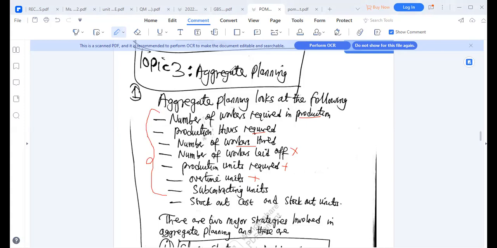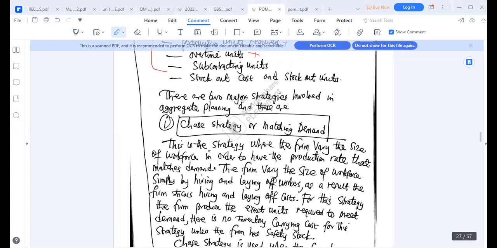But now, in aggregate planning, there are two major strategies. The first one is the chase strategy. This is a strategy where we are looking at hiring and firing workers. First one is chase strategy or matching demand. This is a strategy where the firm varies the size of workforce in order to have a production rate that matches demand. So in short, under chase strategy, you don't want to maintain the size of workforce at a company.